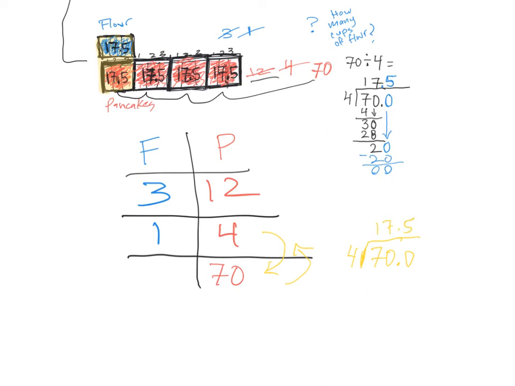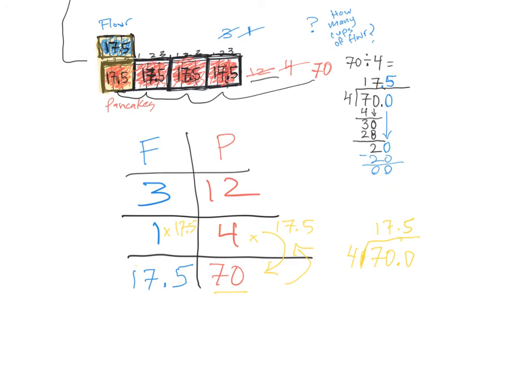We're not going to do the long division again. We did it already. And so now you can say, okay, if I had to multiply 4 times 17.5 to get 70, what I do to one side, I have to do to the other. So this is 1 times 17.5, and as we know, 1 times anything is the number itself. So 17.5 cups of flour to 70 pancakes.